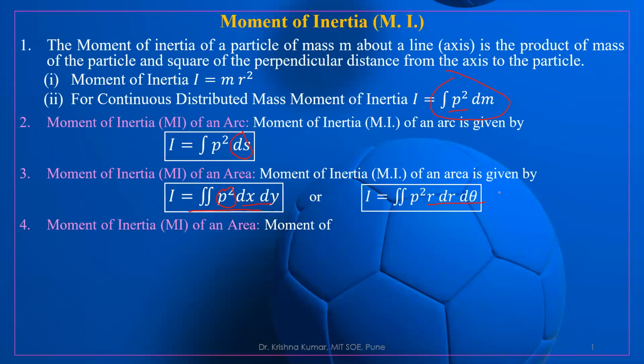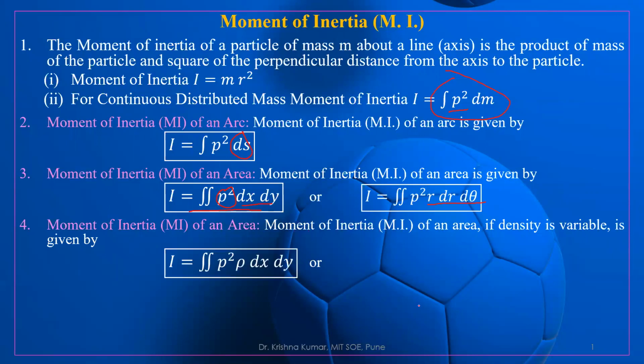The moment of inertia of an area is related to mass, right? So mass can also be given in terms of density. Sometimes we also use the density. If density is mentioned in the question, then it will not be constant. If the density is not mentioned, then it will be constant, so we can take it outside the integral. If it is not given, then we have to find its value.